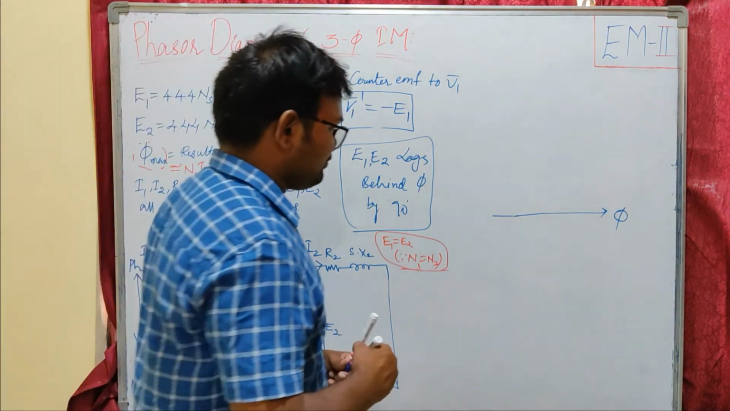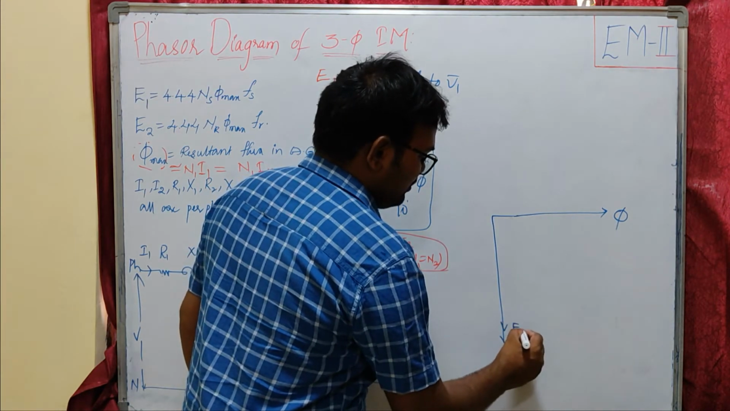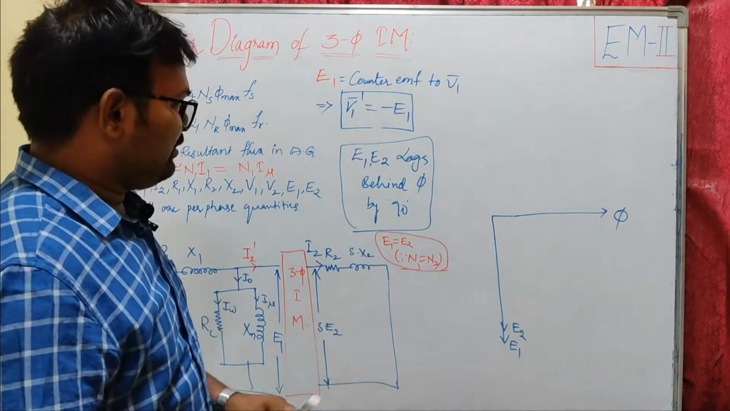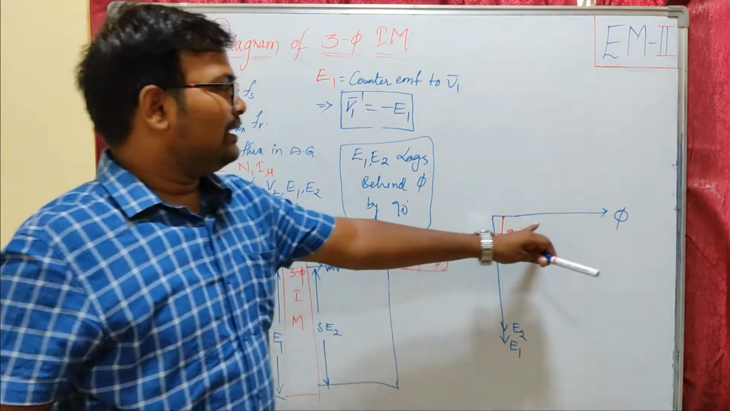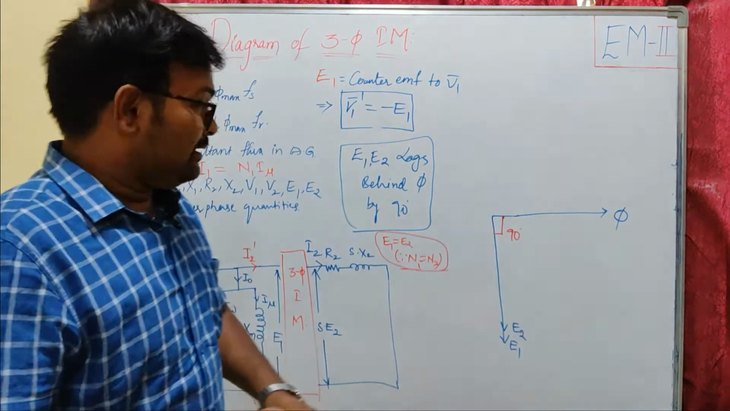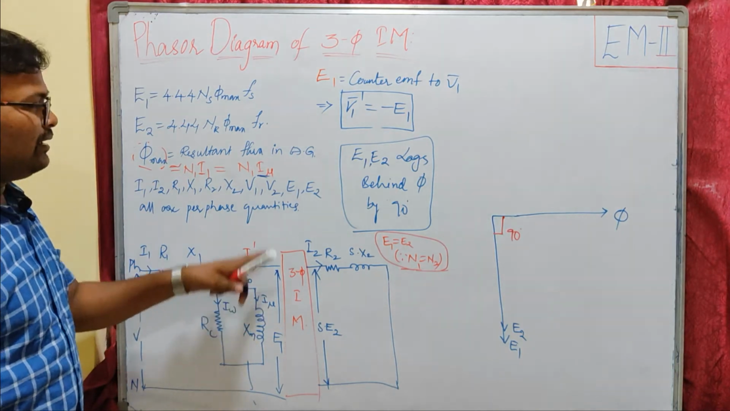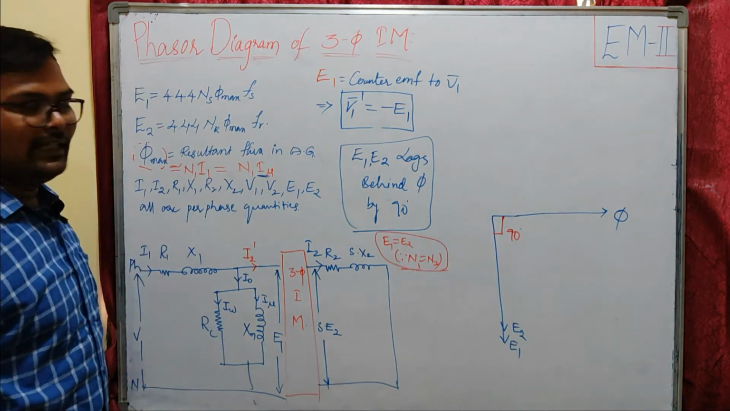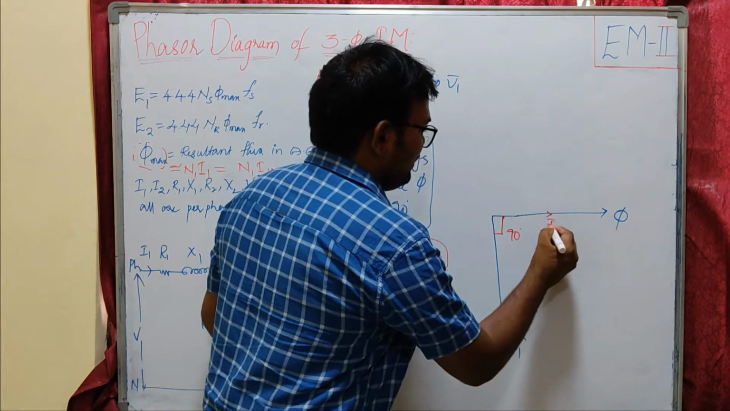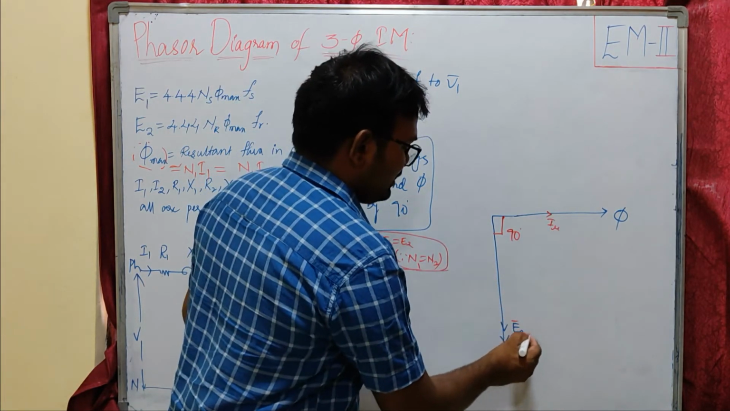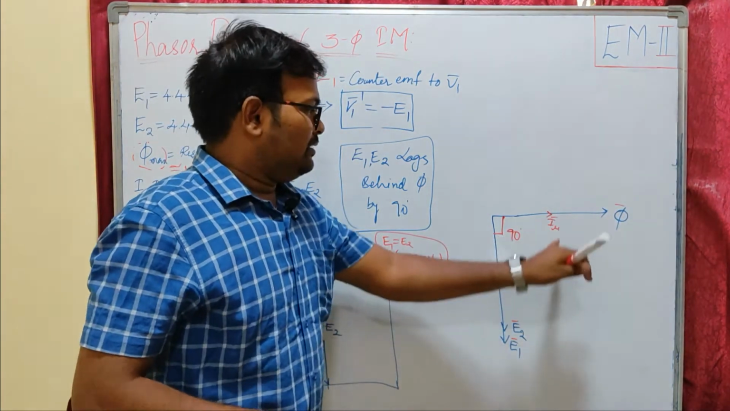Okay, so this is my E1, which is also E2. These E1 and E2 lag behind flux by 90 degrees. Our flux is leading, and the flux is because of my I mu. That means our magnetizing component of current is causing flux to flow in the air gap. That means my magnetizing component, that is I mu, will be in phase with my flux vector. Okay, all are phasors. So this is about my magnetizing component.